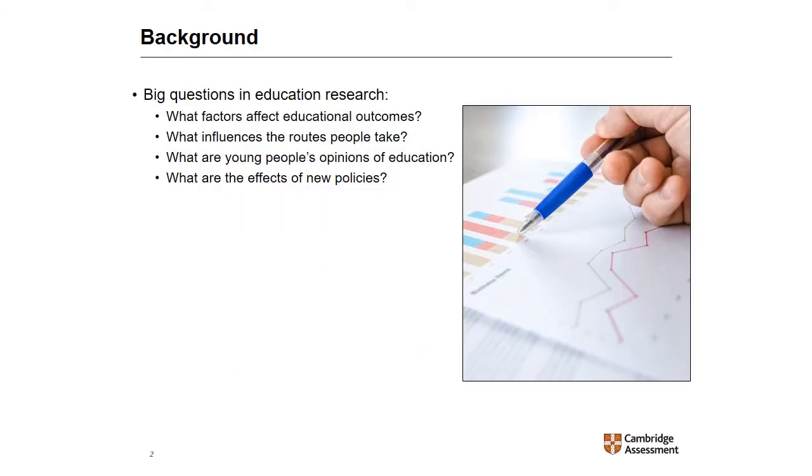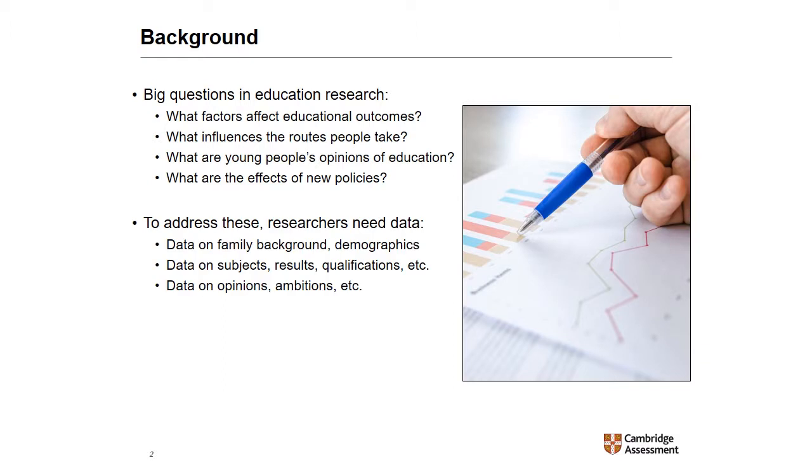To give you some background to this study, we know as education researchers that there's a whole range of big questions that people are always chipping away at. And these are things like what factors can influence people's educational outcomes? What influences the different routes people might take through education? What are young people's opinions of the education system? And what are the effects of new policies? And to answer these big questions, we need data.